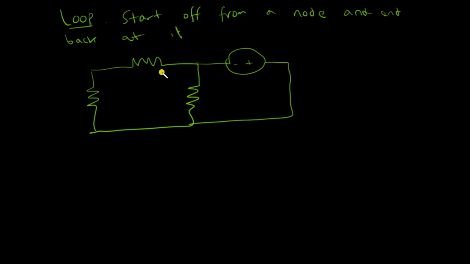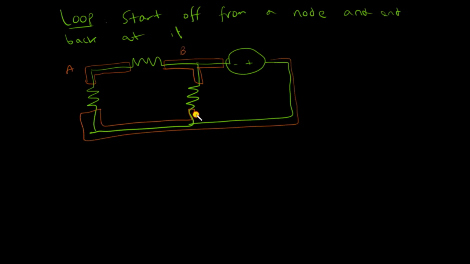Now I'll move on to loops. A loop is just, as the name suggests, you start off from one node in the circuit and end back at it, moving on a continuous path along the circuit. So I'll just demonstrate using an example. So if this is a circuit, I'll first mark the nodes on this circuit. So I can just say that this portion is a node. This is the first node. This portion is the second node. And this entire portion is basically the third node, node C.